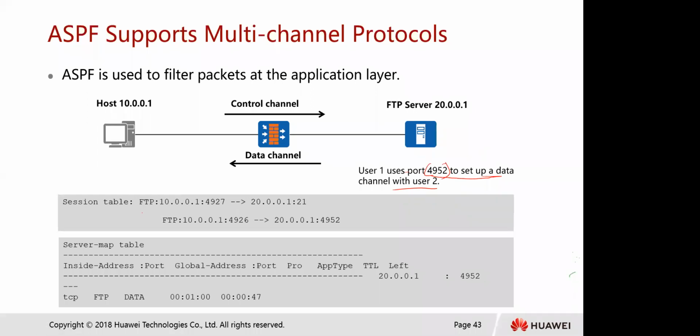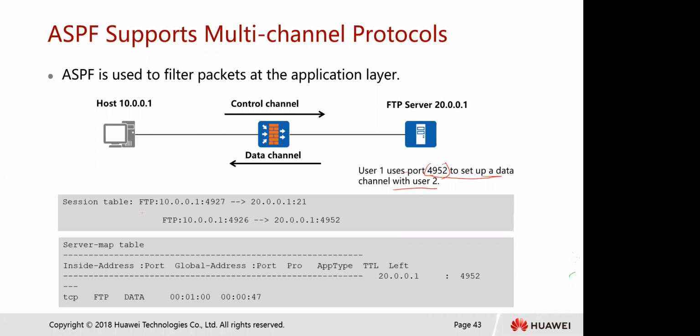So according to this figure that you're seeing here, the server map entry is generated during the dynamic detection of our FTP control channel. When a packet passes through the firewall, the ASPF compares the packet with the specified access rules, and if the access rules permit, the packet will be checked. Otherwise, the packet is discarded if the access list says deny.